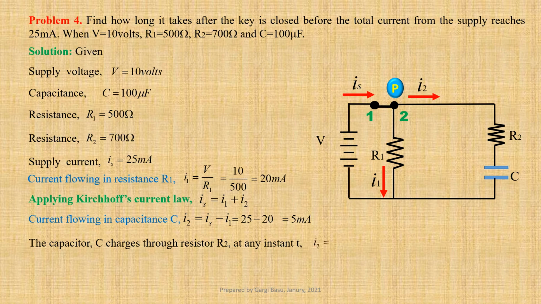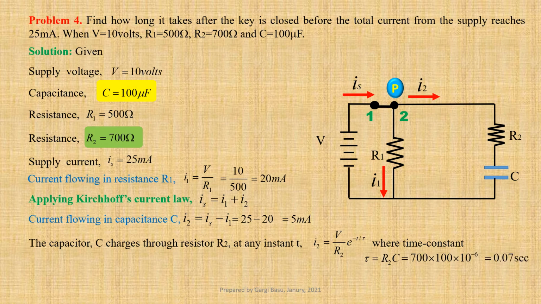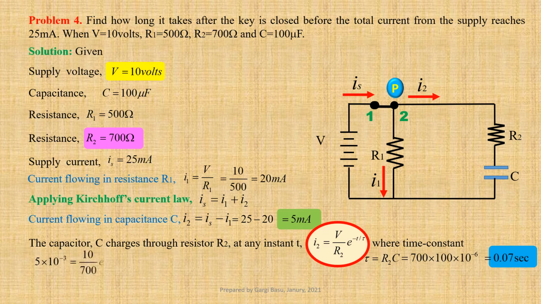The capacitor C charges through resistor R2. At any instant t, I2 equals V by R2 into e to the power minus t by tau, where time constant tau equals R2 into C, that is equal to 700 into 100 into 10 to the power minus 6, that gives us 0.07 second.